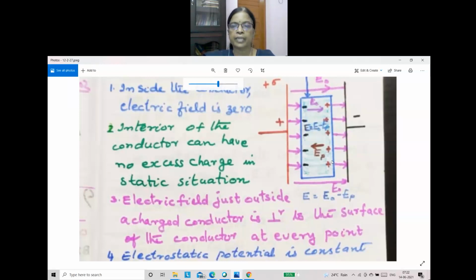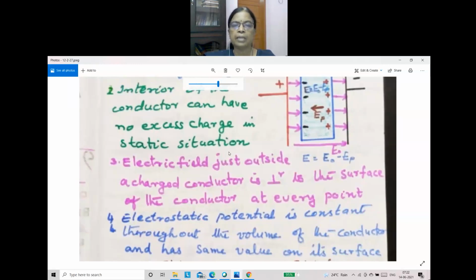Electrons will move opposite to the direction of the field. But we are not seeing any motion of electrons on the surface of the conductor. That means there is no such component of electric field on the surface of the conductor. The electric field is always normal to the surface of the conductor. Sometimes even though it is a property, you will get a question like that: show that electric field is perpendicular to the surface of the conductor.